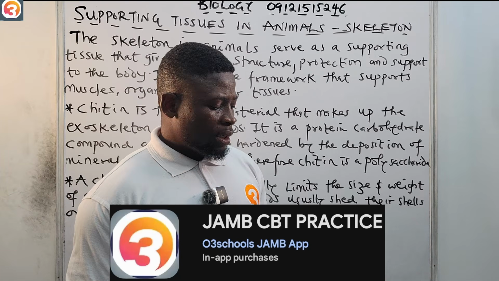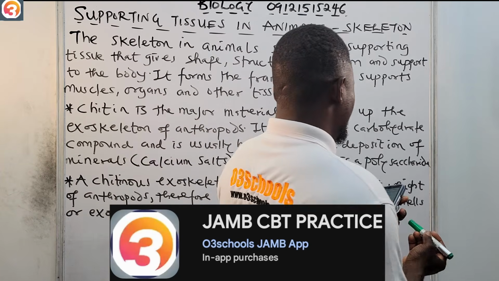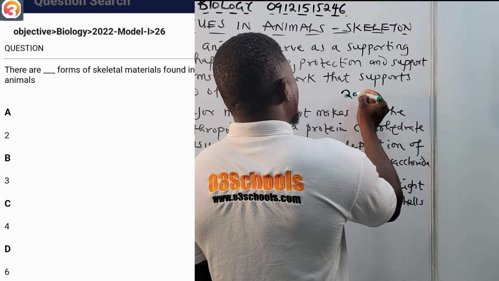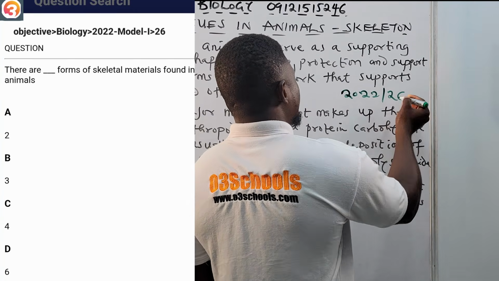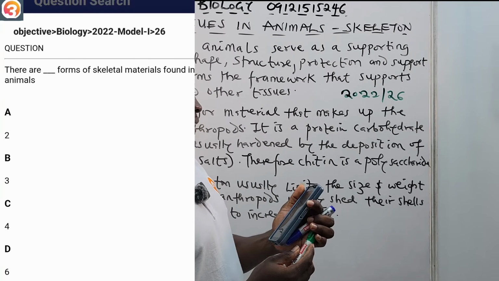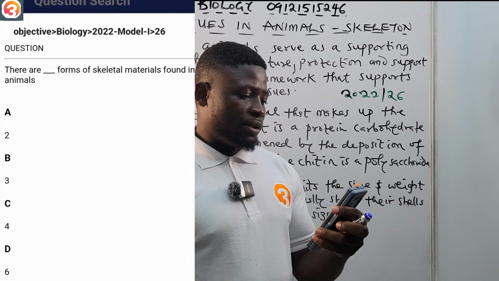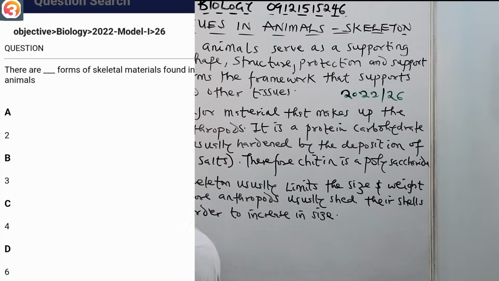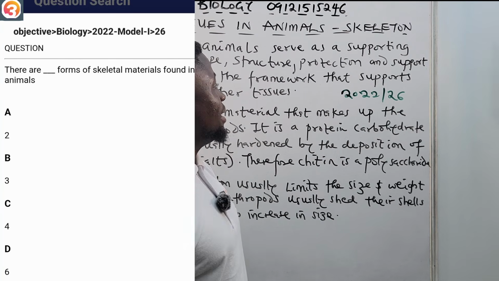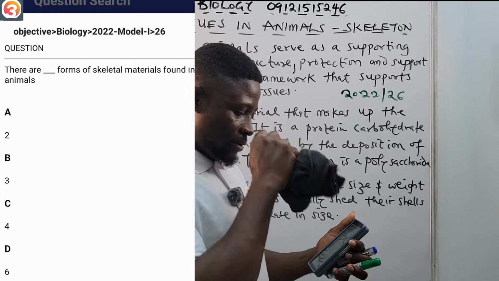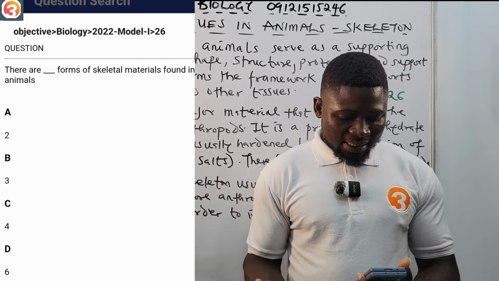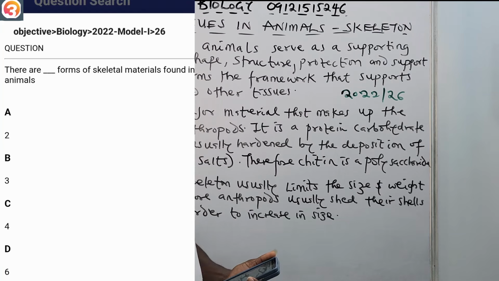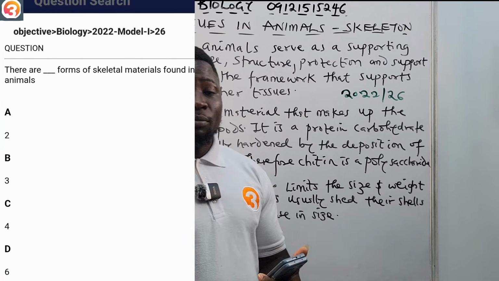Let us teach you. Let us see a 2022 biology JAMB question, 2022 number 26. Here it said there are dash forms of skeletal materials found in animals. A says 2, B says 3, C says 4, D says 6. So we'll come back to this question and many more at the end of the class.